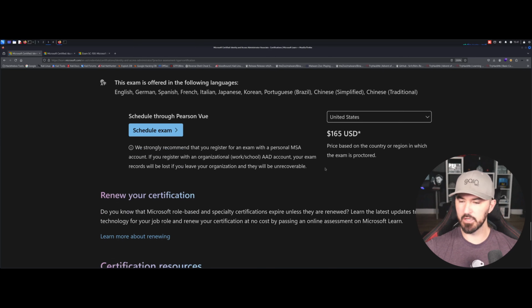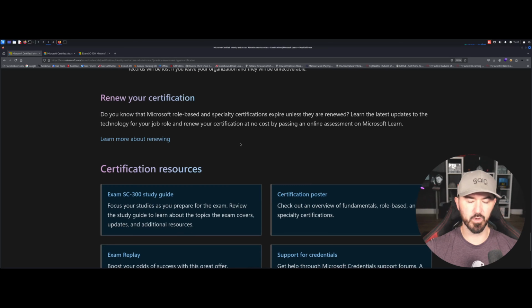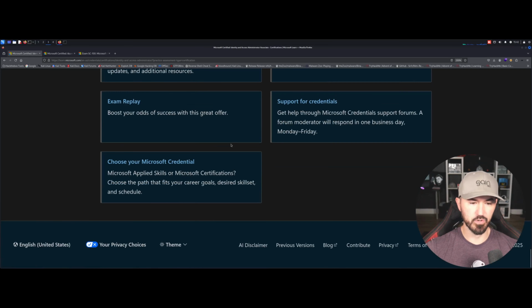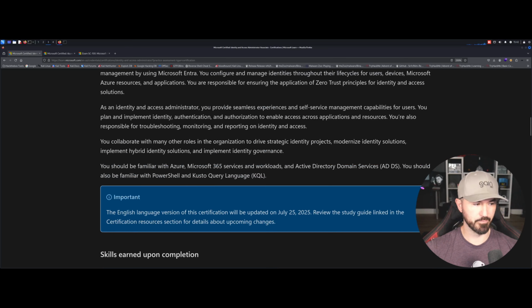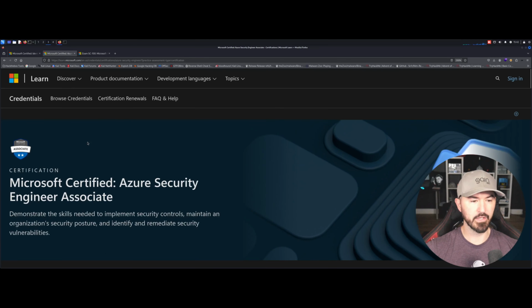And then it's about $165 for your exam, and you just schedule the exam. It brings you to Pearson VUE, and then you go on with your merry way. So that's pretty much the overall of the preparation, right? So that's that one. And this is the AZ-500.